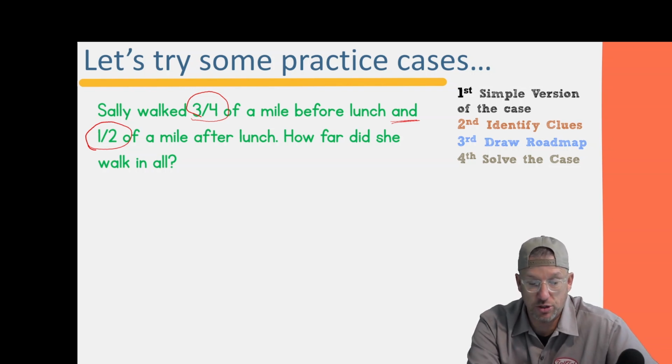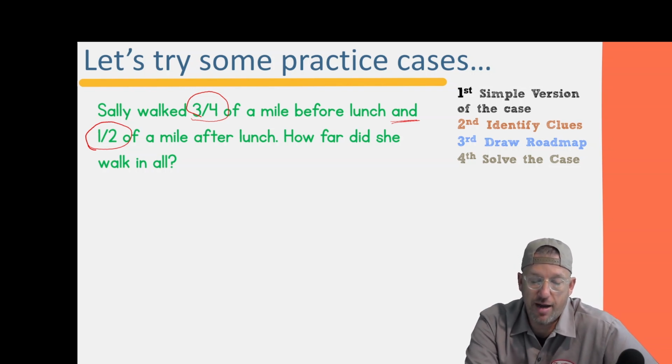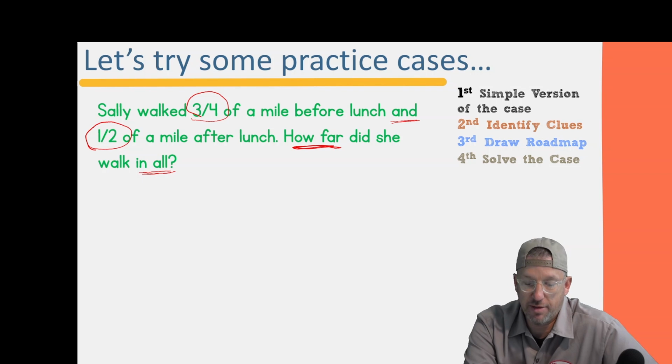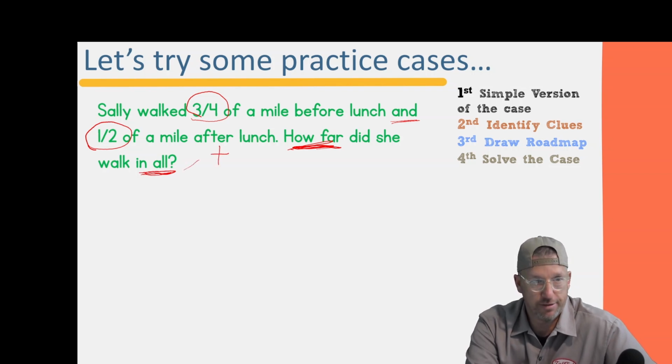So and kind of tells us 2 things are going to happen. And 1/2 a mile after lunch. How far, okay, how far did she go in all? So when I look at those, I say to myself, okay, she walked some before lunch, she walked some after lunch. How far, so we're looking for a total distance, did she walk in all? And in all screams addition.